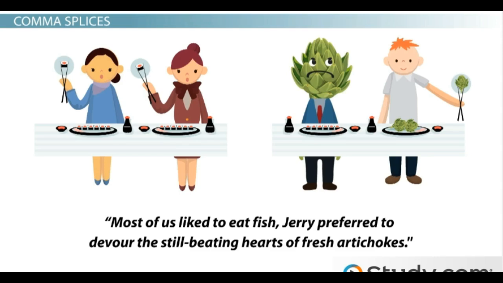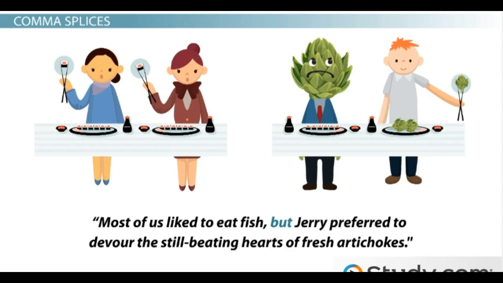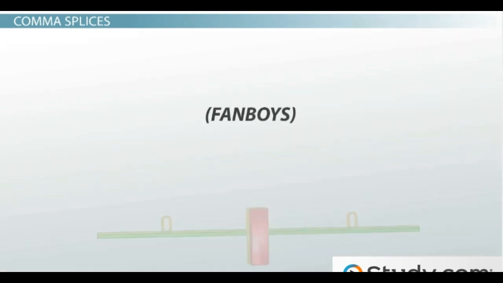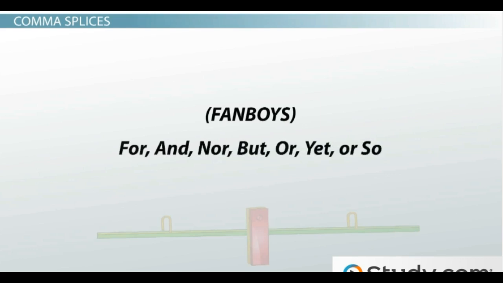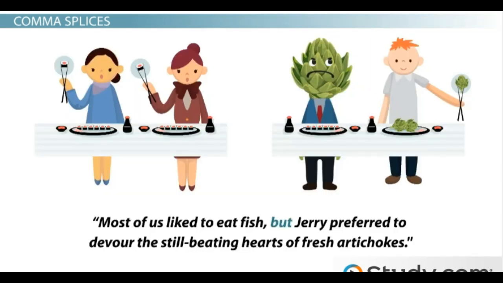But it's wrong. If you're going to use a comma to separate these 2 independent clauses, you need to insert a coordinating conjunction. That's FANBOYS, like we talked about a little bit earlier, after the comma, making the sentence, for instance, most of us like to eat fish, but Jerry preferred to devour the still beating hearts of fresh artichokes.